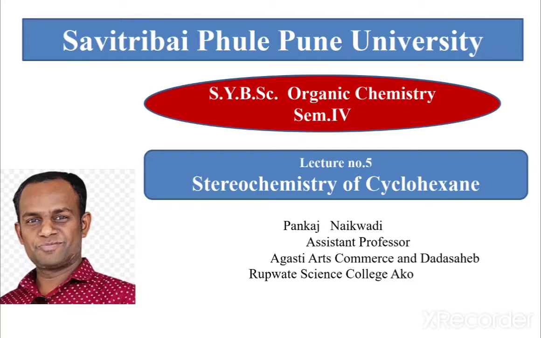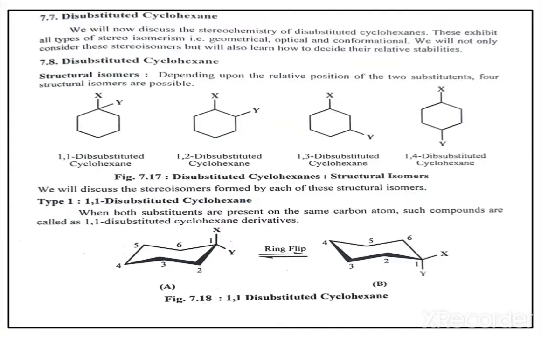Now in today's lecture we will start the remaining part of the stereochemistry of cyclohexane. First we discuss disubstituted cyclohexane. We will now discuss the stereochemistry of disubstituted cyclohexane, and this exhibits all types of stereoisomerism, that is geometrical, optical and conformational. We will not only consider these stereoisomers, but we will also learn how to decide their relative stabilities. For example, here is a disubstituted cyclohexane.